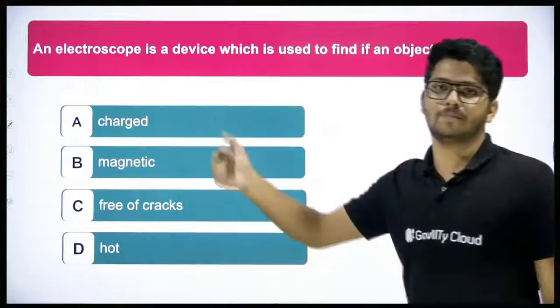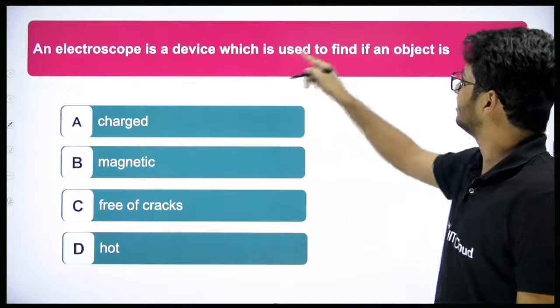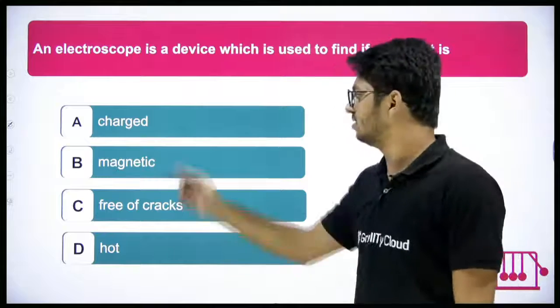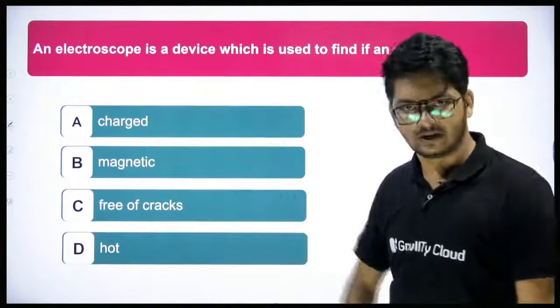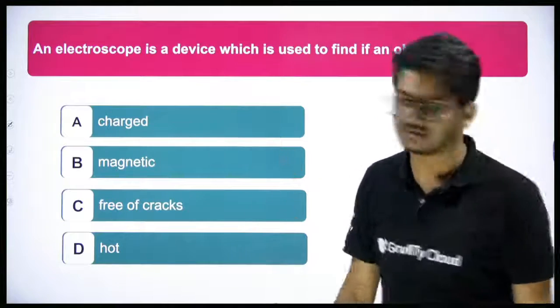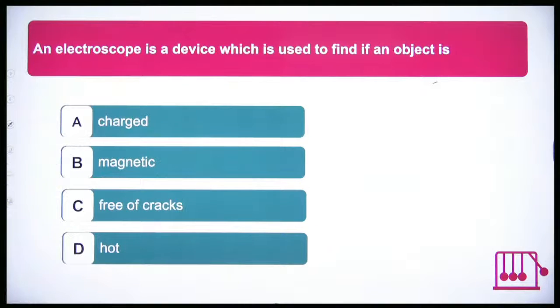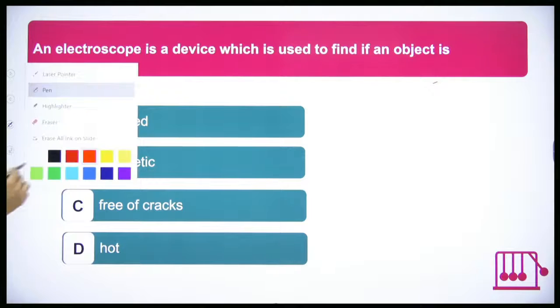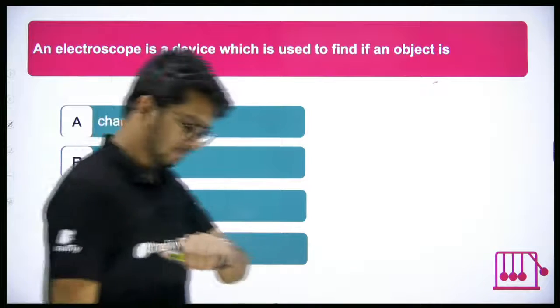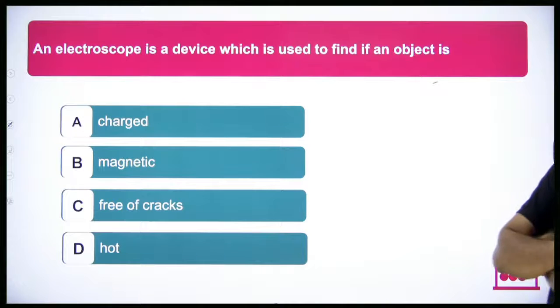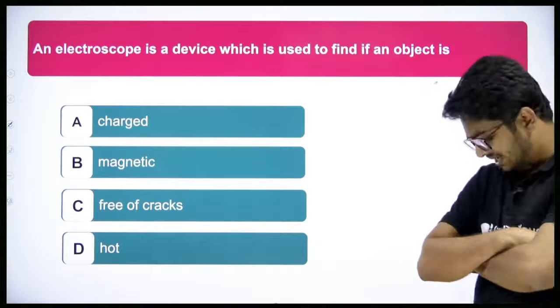An electroscope is a device which is used to find if an object is charged, magnetic, free of cracks, or hot. What do you think is the answer, everyone? Very quick. 15 seconds. Please answer that. Why is an electroscope used? Very simple question, straightforward.